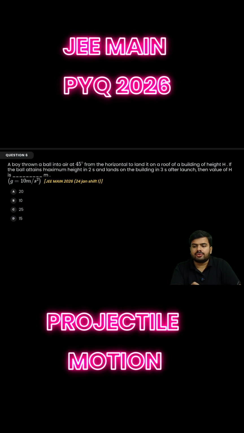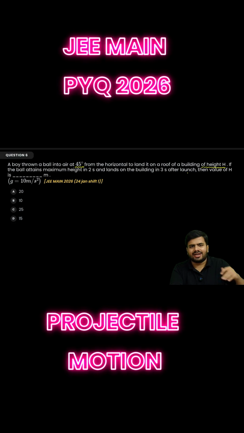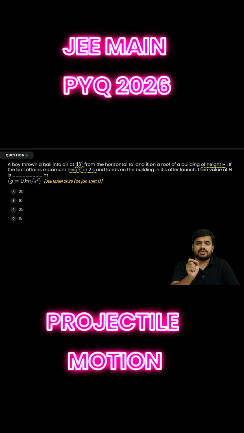Here, a boy throws a ball into the air at an angle of 45 degrees, the initial angle of projection given with the horizontal, and it lands on the roof of a building of height h. So it lands on a roof whose height, the building height, is h. If the ball attains a maximum height in 2 seconds, this information is important.